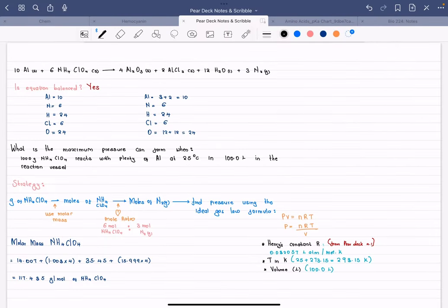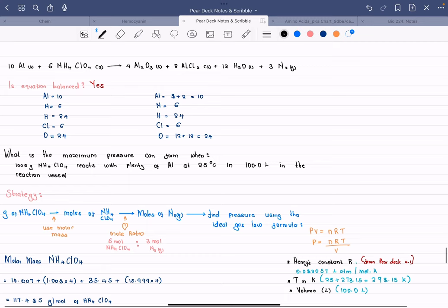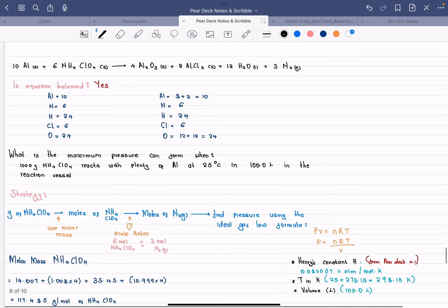Oh, hi. So today we're given an equation whereby we're reacting 10 moles of aluminium with 6 moles of ammonium chloride, which will give us 4 moles of aluminium oxide, 2 moles of aluminium chloride, 12 moles of water, and 3 moles of nitrogen gas. So our first task is to identify whether the equation is balanced.